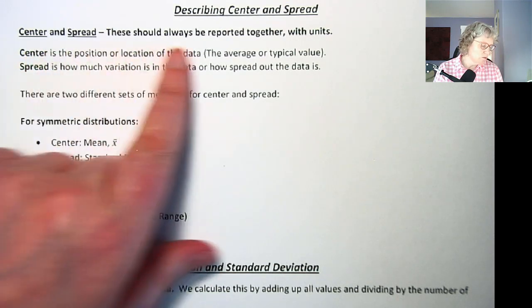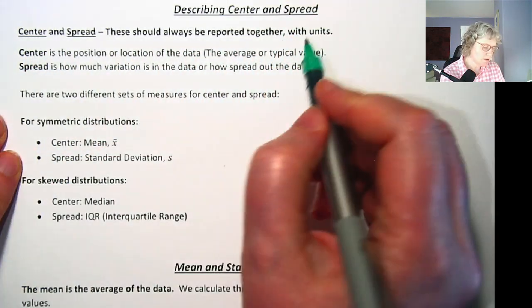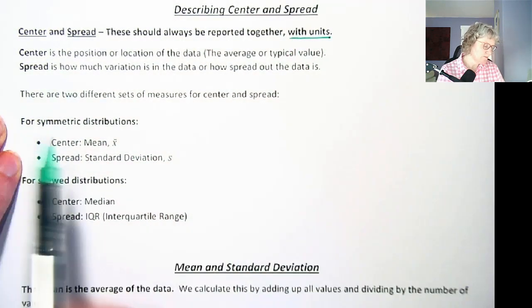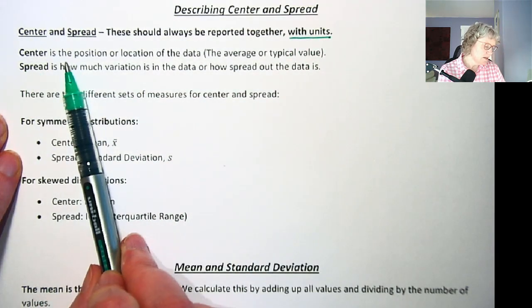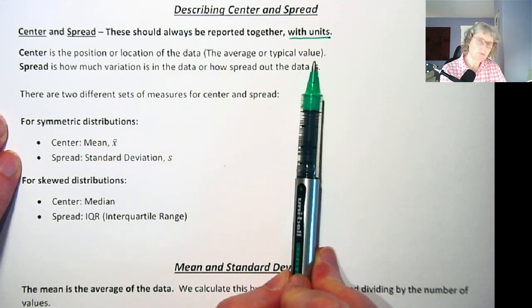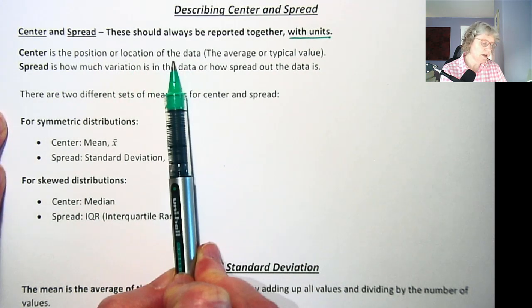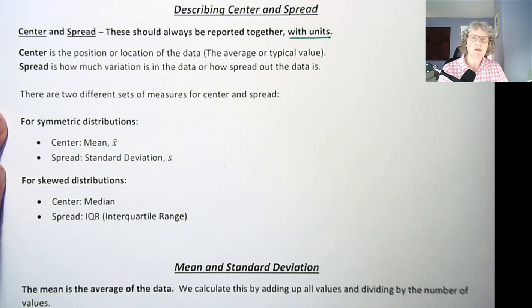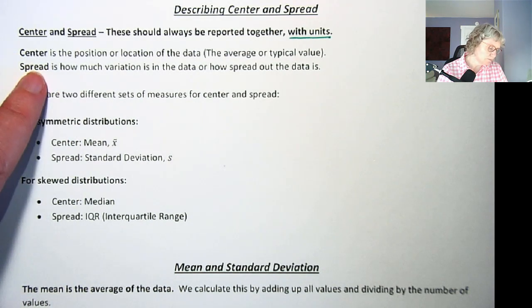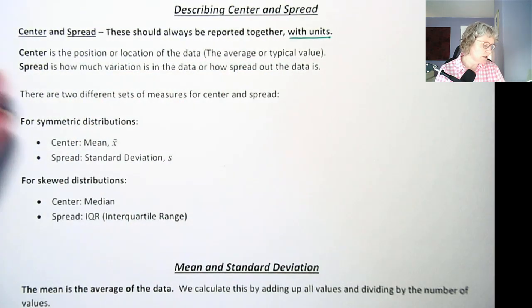We're always going to report these together, and they are statistics, so they will have units. We're always going to give the units. Center is, think of the middle. It's the average or typical value. It's also called the position or location of the data. So think about where the data fall on the X or horizontal axis. That's like the position or location.